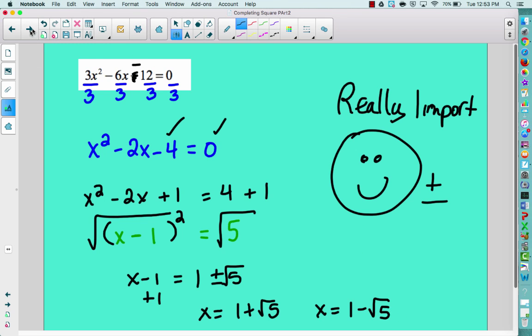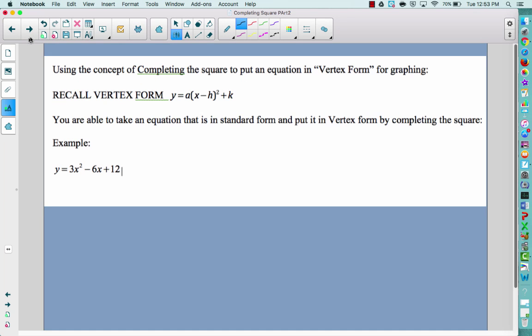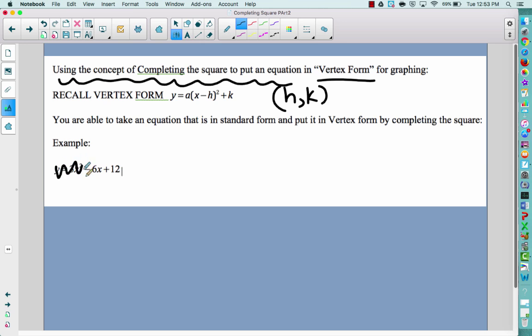Okay, so the last thing I want to review, we talked about it yesterday in the video, but we can use the concept of completing the square to put an equation in vertex form for graphing. It's just something that you can do if you really like vertex form. Now remember, vertex form is y equals a times x minus h squared plus k, where (h, k) is my vertex. Remember, change, keep. All right, so I'm going to change this example to y equals x squared minus 6x plus 12.